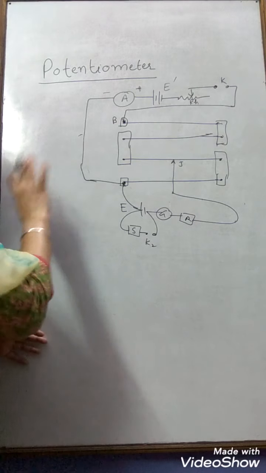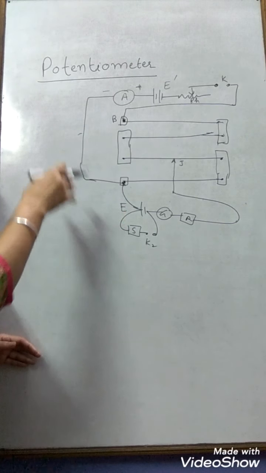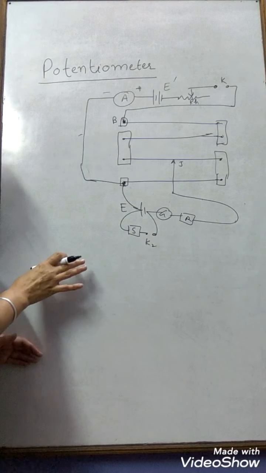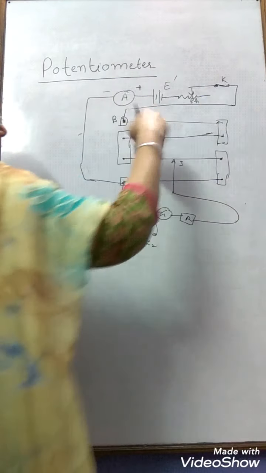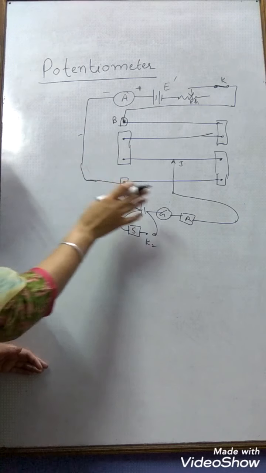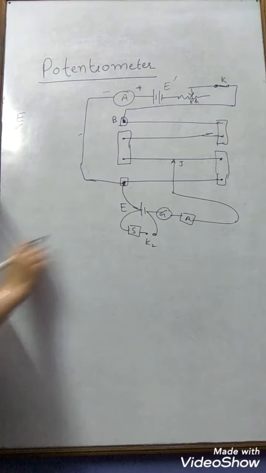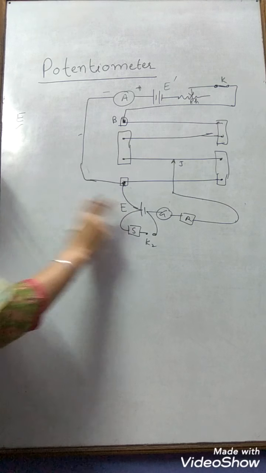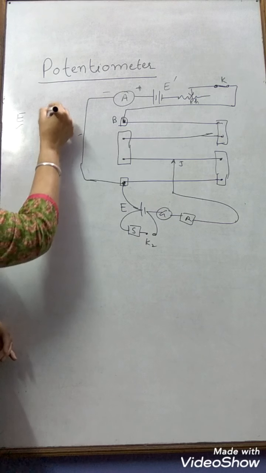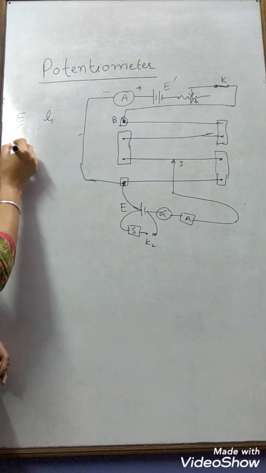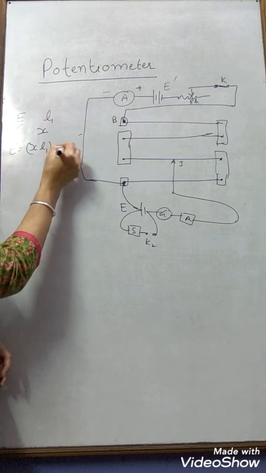First of all, take the apparatus and make the arrangement according to the circuit diagram. Firstly, keep the key out here. Put the key here to give the current to the circuit. Note the balancing length. That balances the EMF of the cell because it is an open circuit, and for an open circuit the voltage is called EMF. The balancing length is L1. Again, X is the resistance per unit length, so E is XL1I.